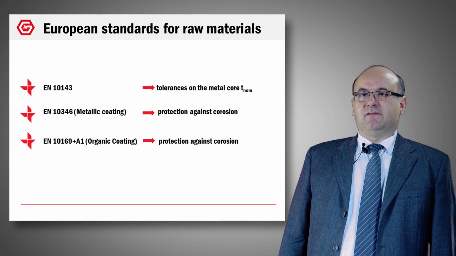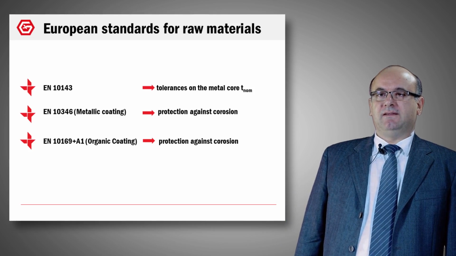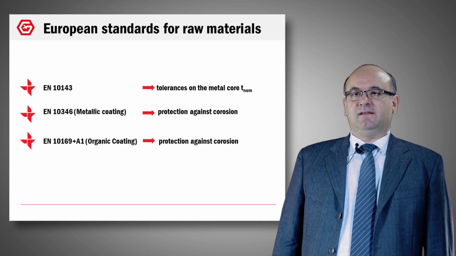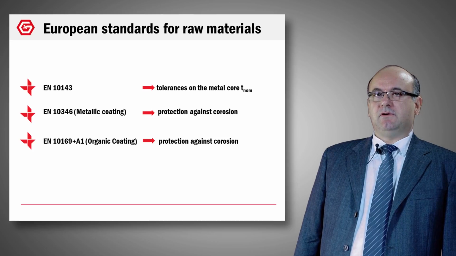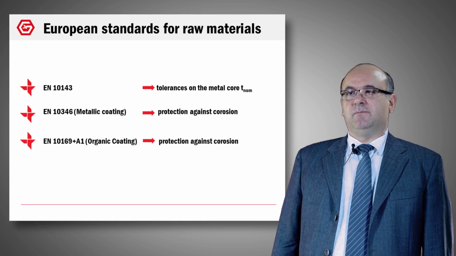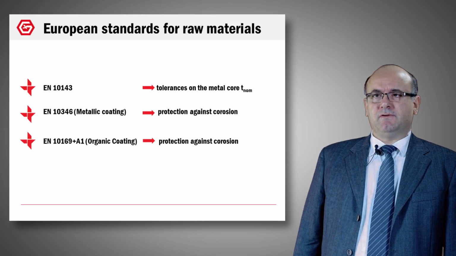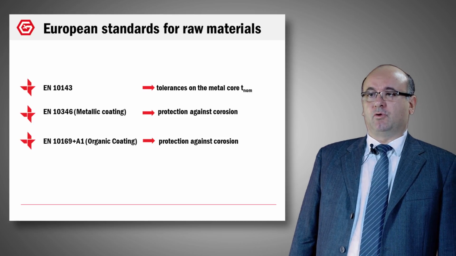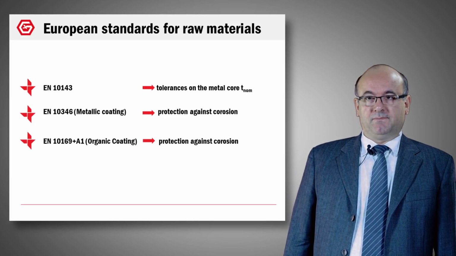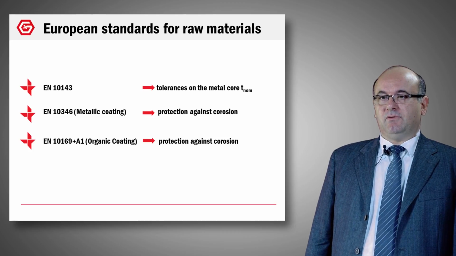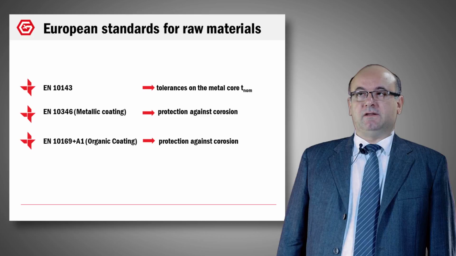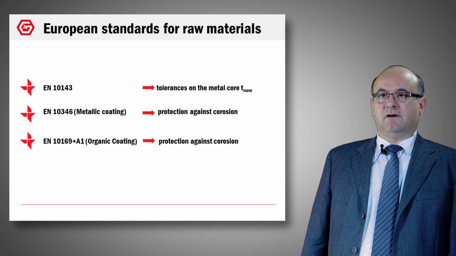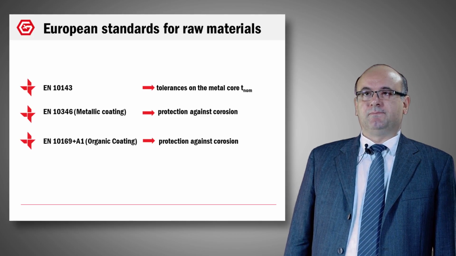We have three standards: the EN 10143, the EN 10346, and the EN 10169 plus Amendment A1. The EN 10143 concerns the tolerances and the metal core. The EN 10346 concerns the protection against corrosion made with metallic coating. The EN 10169 plus Amendment A1 concerns the protection against corrosion carried out with organic coating. So these three standards concern the raw material.